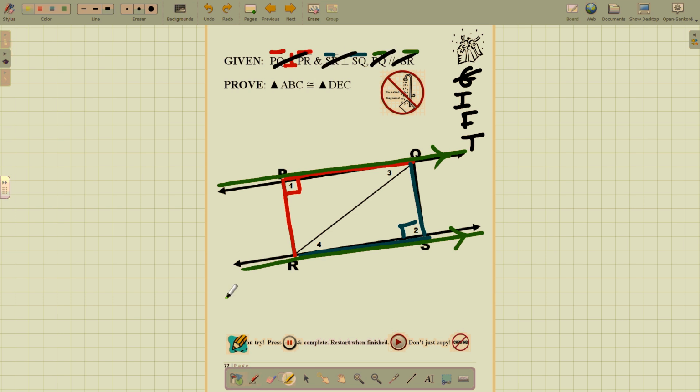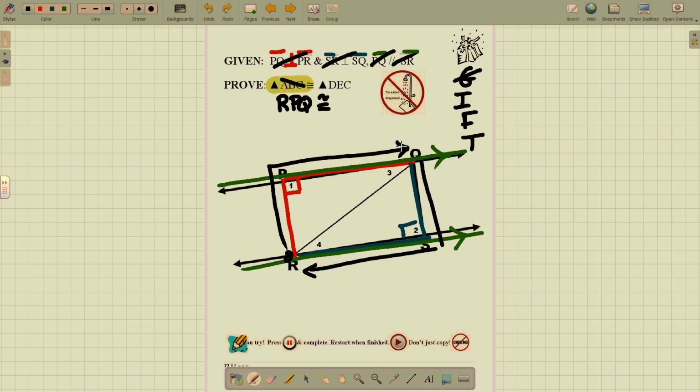We're trying to prove, again, that this triangle ABC, whoops, that should not be ABC. Let's change that. That's going to be triangle RPQ is congruent to triangle QSR. Notice the direction there. Obviously, that was a cut and paste leftover from the previous one.